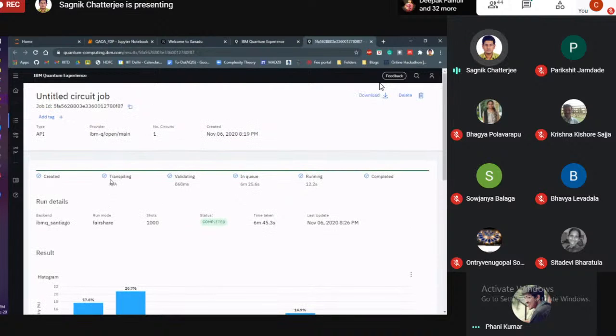So you have a transpiler, you have a quantum assembler. Did you look at QASM codes and stuff like that? No, sir, not yet. I'll show that also a little bit. So you see you have a backend which is called the IBM Q Santiago. This is based in Brazil right now.